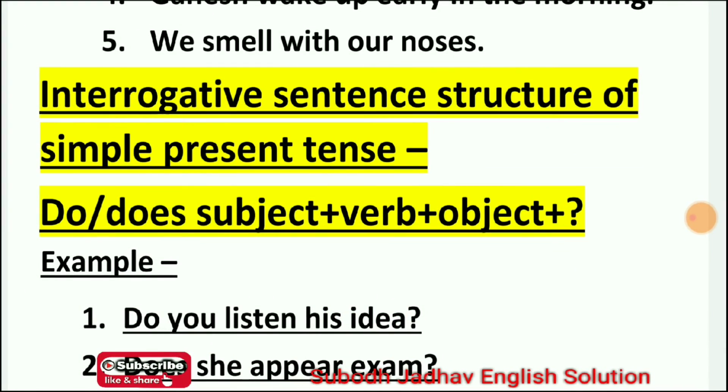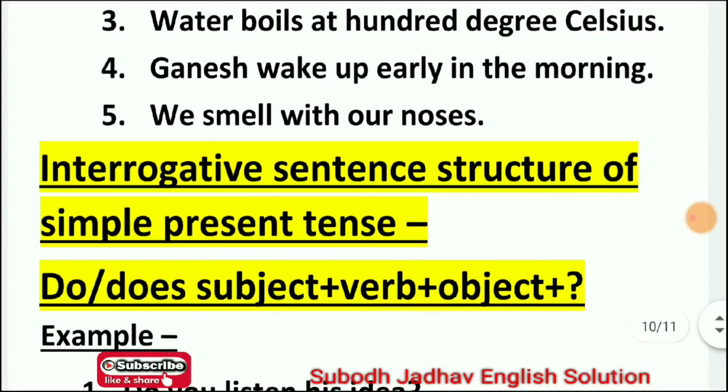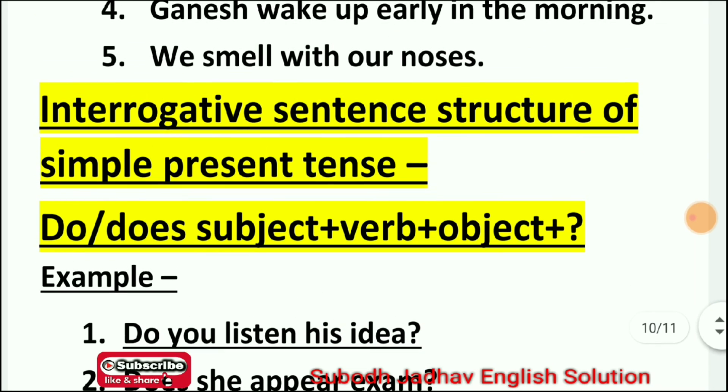Interrogative sentence structure of simple present tense. As we know, we have already discussed the structures of the affirmative sentence of simple present tense, as well as the negative structure. Now we are going to discuss the interrogative sentence structure. An interrogative sentence means a sentence which asks a question. It has two types: WH type question and verbal question. We are going to see the verbal question structure here.